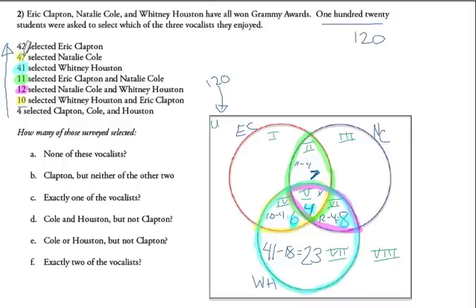And let's do Natalie Cole. So 47 selected Natalie Cole. That means in the Natalie Cole circle we need to have 47 total people. All right, well how many are already in the circle? Well, 7, 4, and 8. So that's 11 and 19. So we're going to take 47, the total number of people, and minus the 19, and we're left with 28.